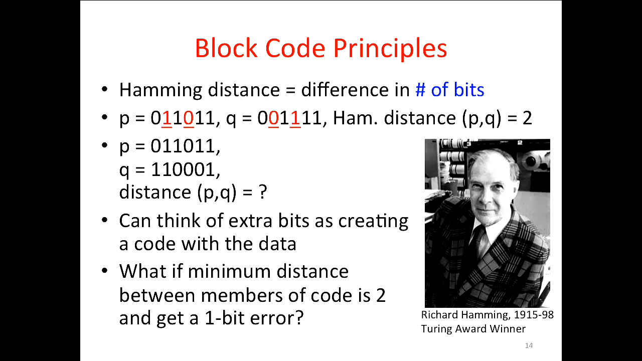Now the second thing is that because there's only a distance of 2 between any legal code words, you won't know which was the original legal code word, right? Because you can start from each end and corrupt 1 bit to get to this intermediate value. So you can detect one error, but you cannot correct that error, right?